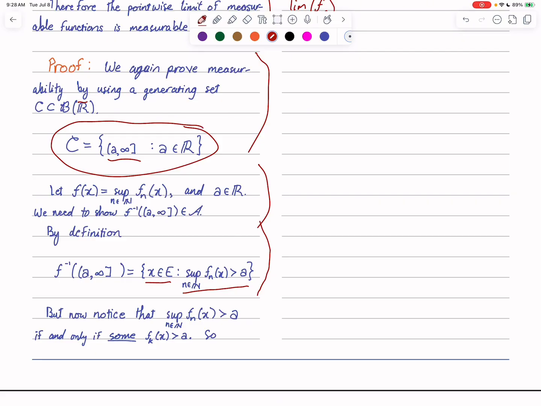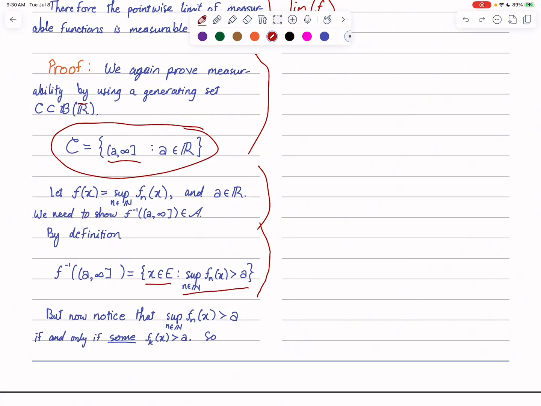Now, somehow we need to show that this thing is a measurable set. If we think about the nature of this set, well, pick a particular x, and if at that particular x any one of the fn's is less than or equal to a, then the sup over all of them will be less than or equal to a, and not a point that we want.